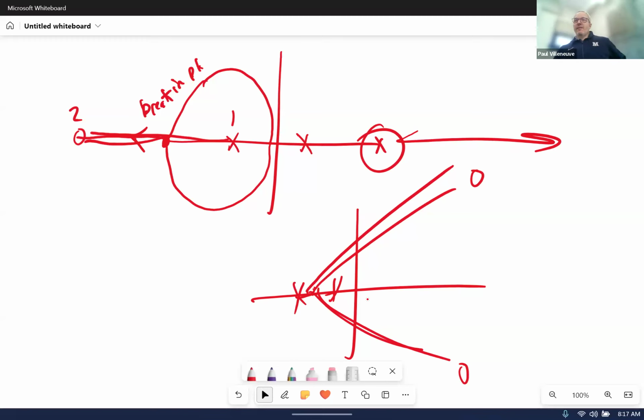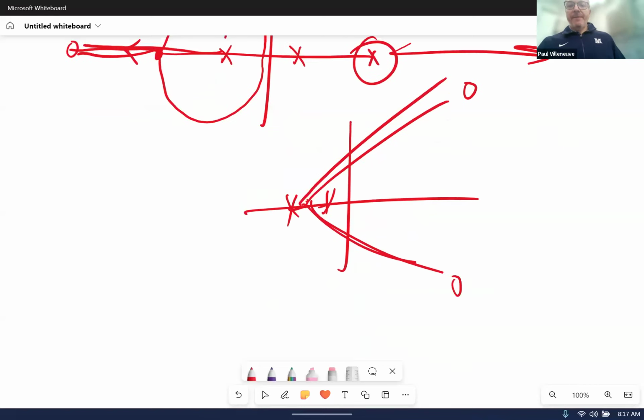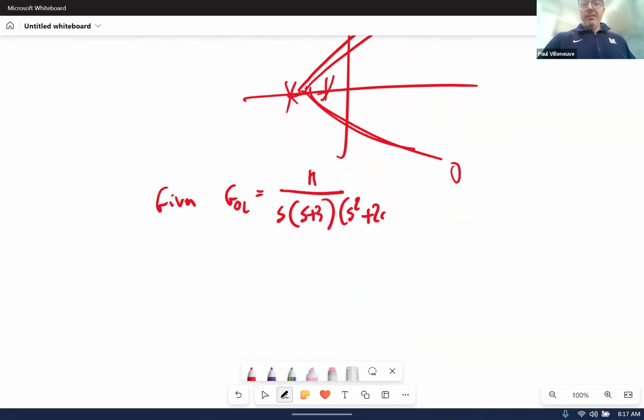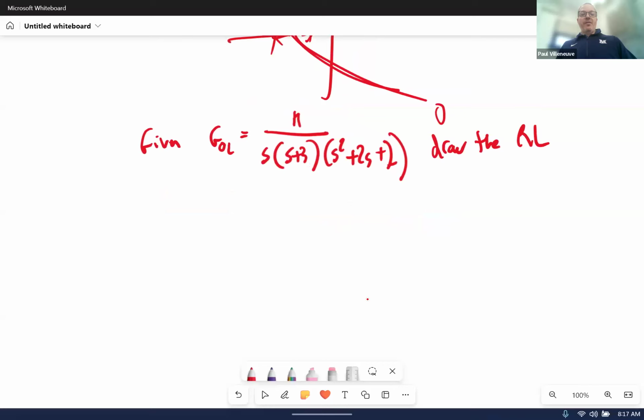Questions? You want to do an example? Root locus? All right. Given my open loop transfer function is K over s times (s plus 3) times (s squared plus 2s plus 2). Draw the root locus. Fair?